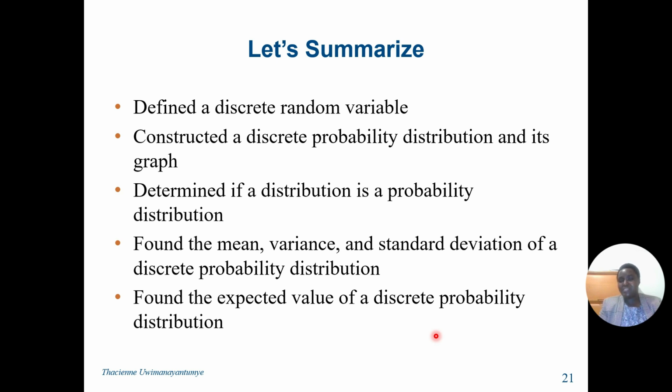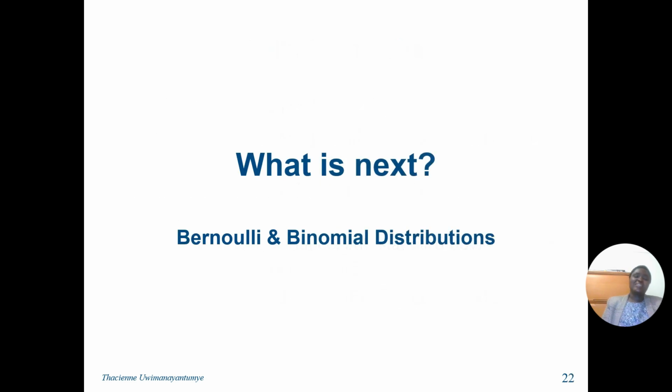We still have many things to learn about these discrete probability distributions, because there are different types of discrete random variables, and I need you to keep watching the video if you are still interested to know these different types. So let's move on. So then what is next?